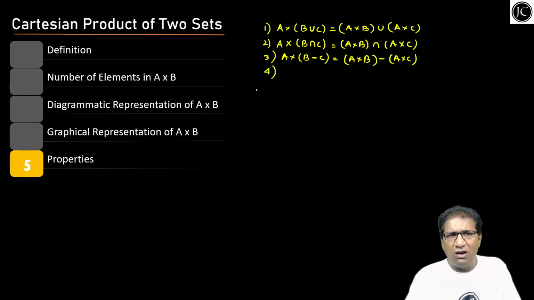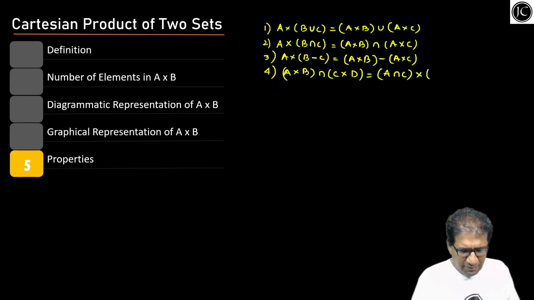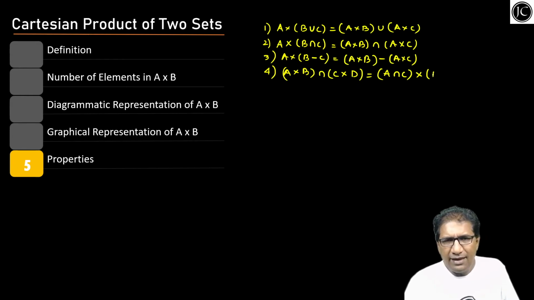And the fourth property of the Cartesian product of two sets is (A cross B) intersection (C cross D). We write this as (A intersection C) cross (B intersection D). Let me just rub this. It will be what? B intersection D.